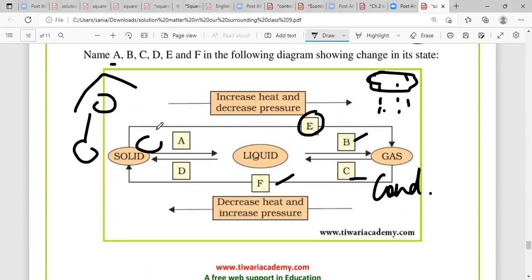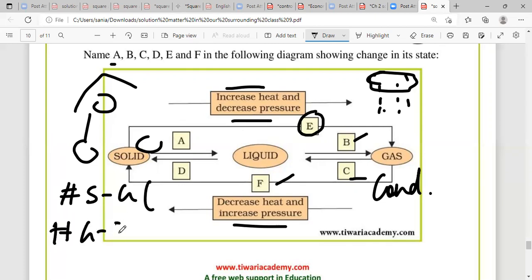And remember one thing: when you convert solid into gas, that is known as sublimation, but you have to increase heat and decrease the pressure. Solid to gas, increase heat and decrease pressure. But when you convert gas into solid, then you decrease heat and increase the pressure. So you will write this down, everyone. You are not going to write the entire thing because you have already written. Just write solid to gas, increase heat and decrease pressure. And gas to solid, decrease heat and increase pressure.